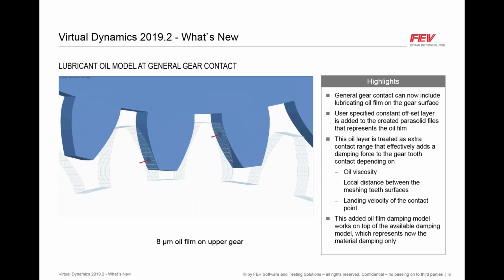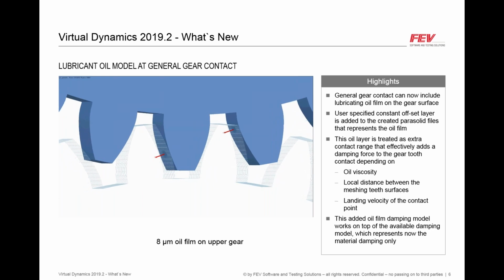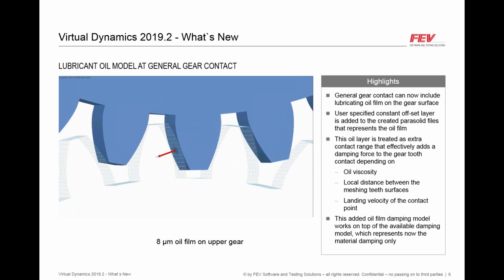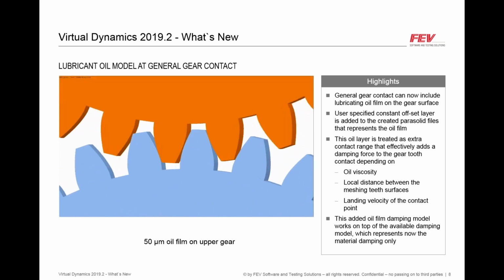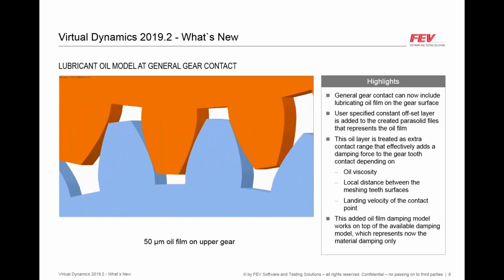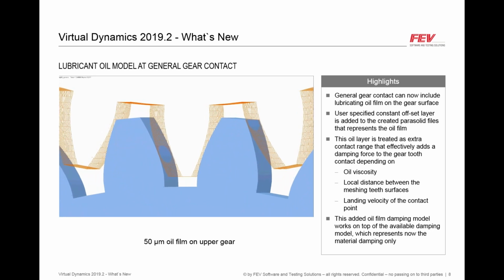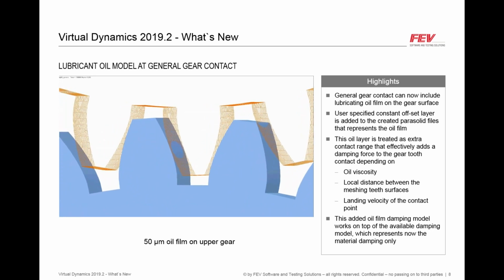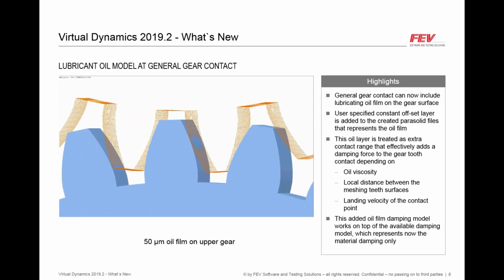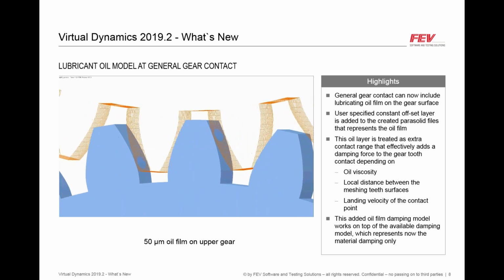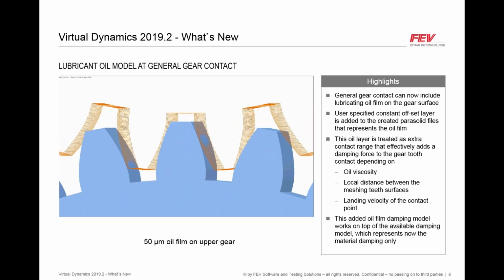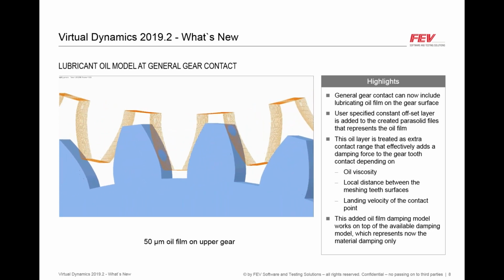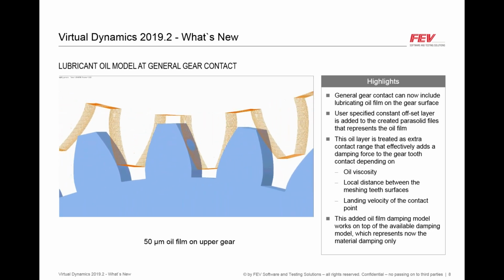So please keep in mind this contact area. Now I'll show you another oil film thickness, which is now 50 micrometers on the upper gear. Now you can see a bigger contact area. So this contact area represents the contact between the bottom gear and the oil film on the top gear.